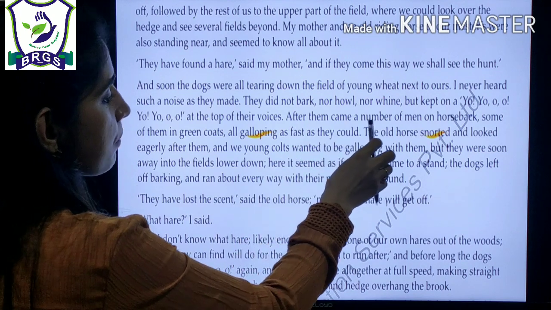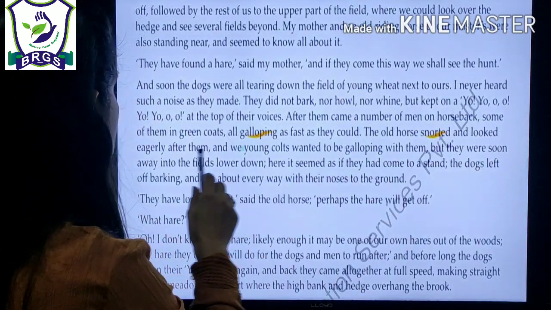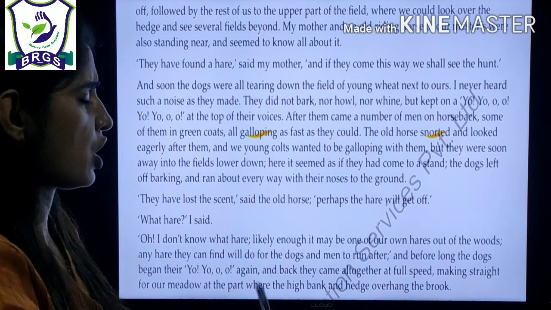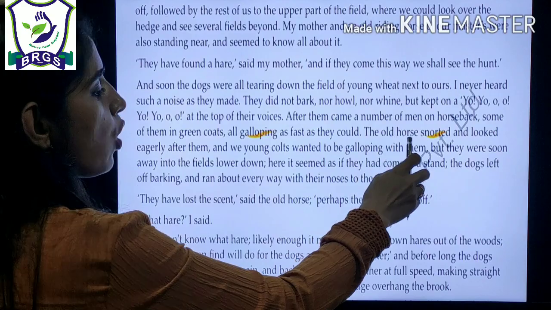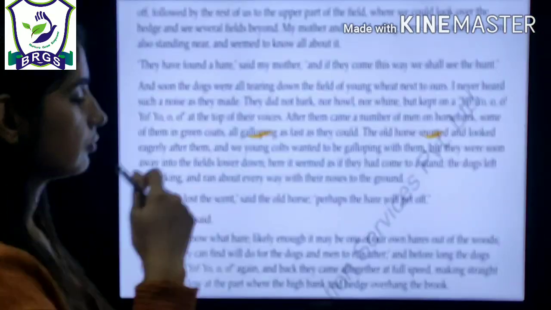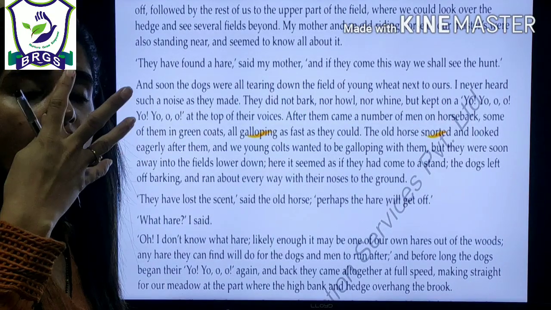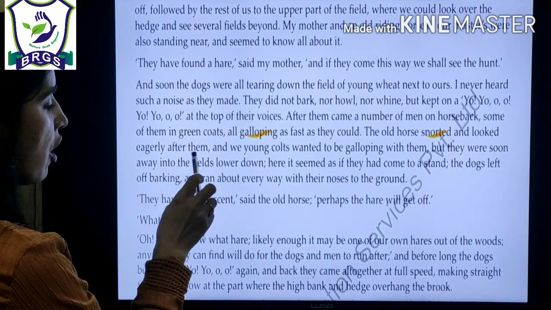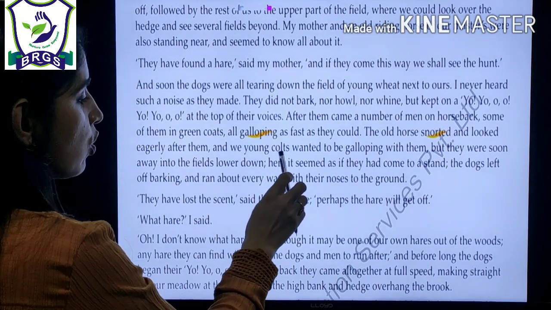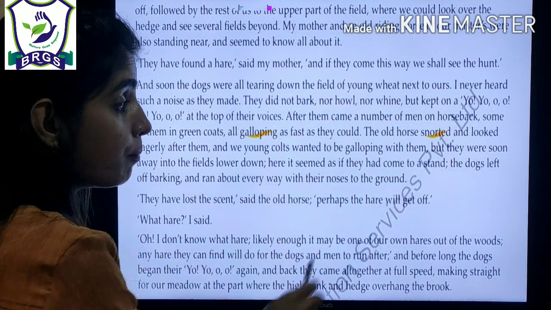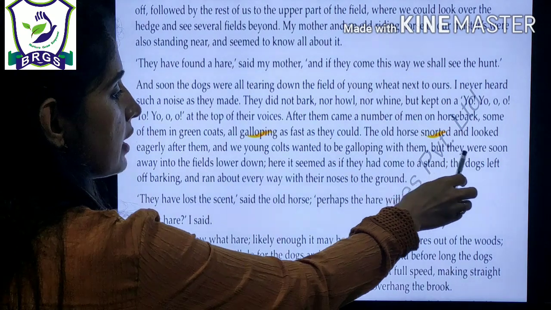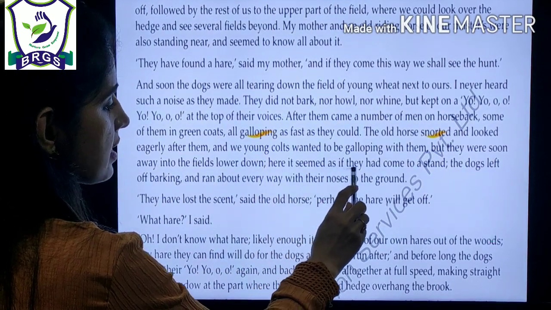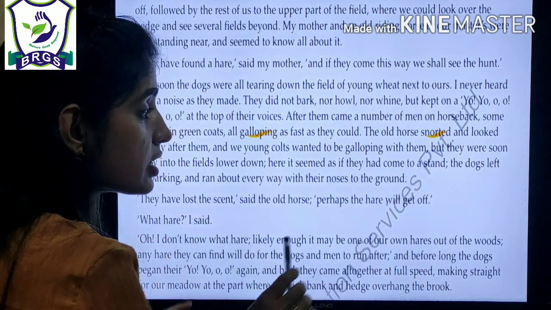After them came a number of men on horseback, some of them in green coats, all galloping as fast as they could. The old horse snorted. Horses were snorting, making noise like neigh, neigh, like this, and looked eagerly after them. And we young colts wanted to be galloping with them, running with them, but they were soon away into the fields lower down. Here it seemed as if they had come to a stand.